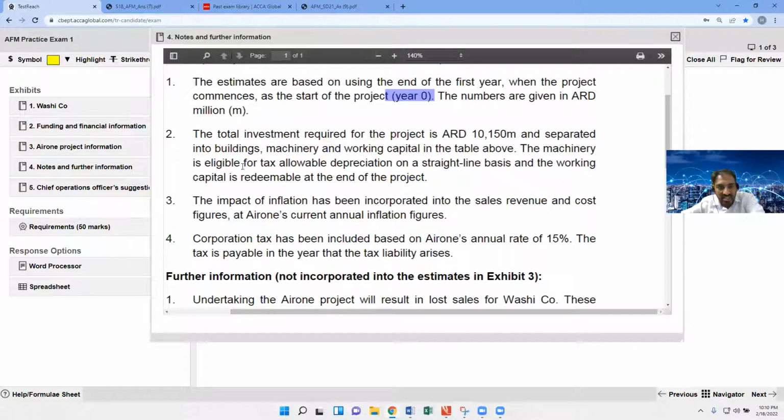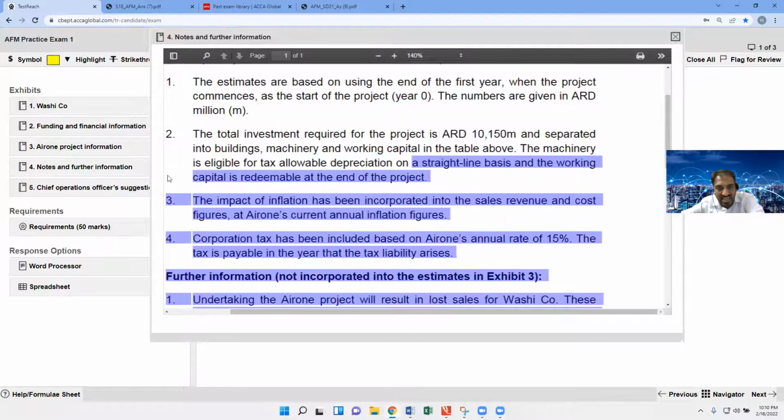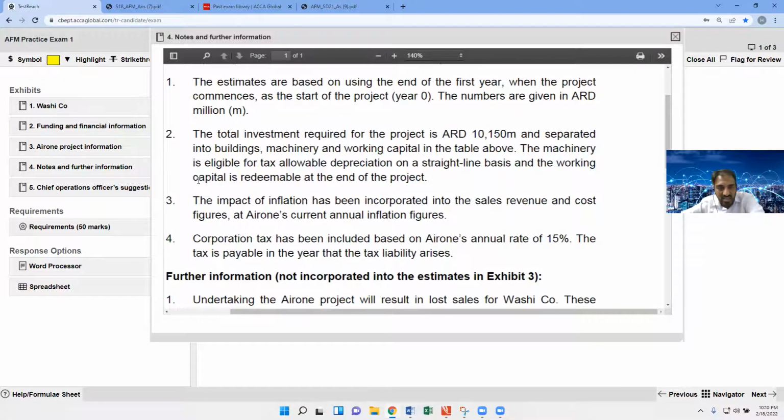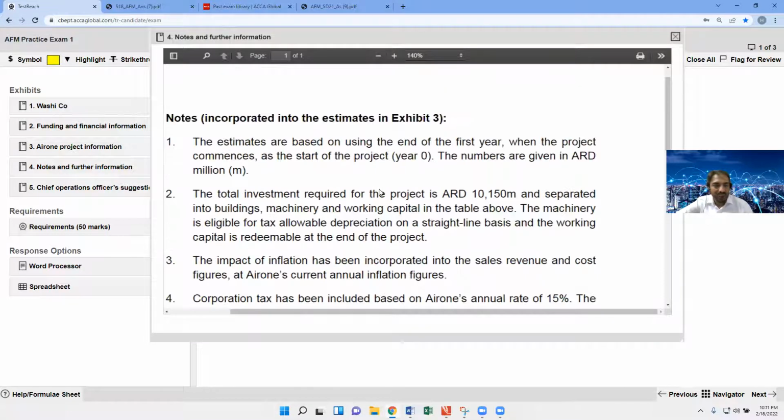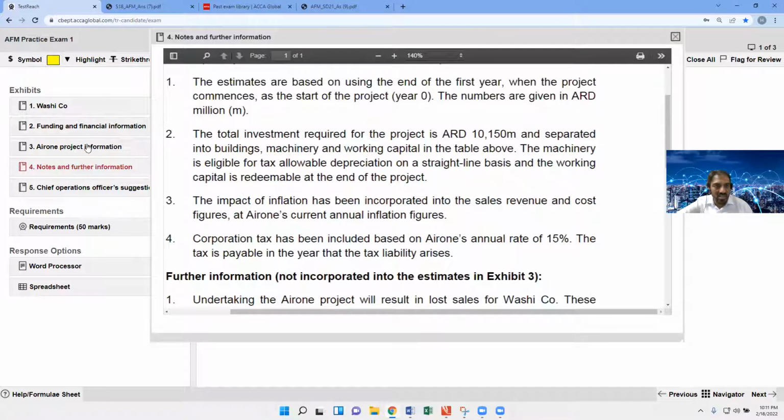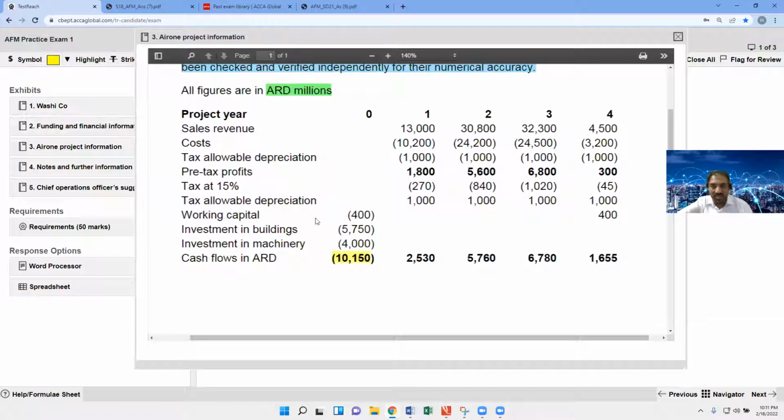Okay, the machinery is eligible for tax allowable depreciation on a straight line basis, and working capital is redeemable at the end of the project. The impact of inflation is incorporated in the sales revenue and cost figures. Current inflation figures incorporated. Corporate tax has been included based on year one's annual rate of 15%. Tax is payable in the year the tax liability arises. So all these things are already incorporated, the tax matter and all.